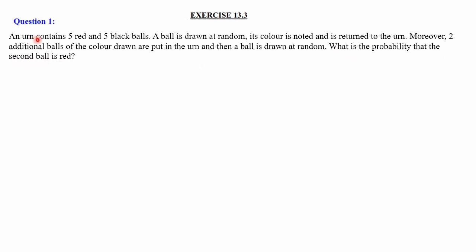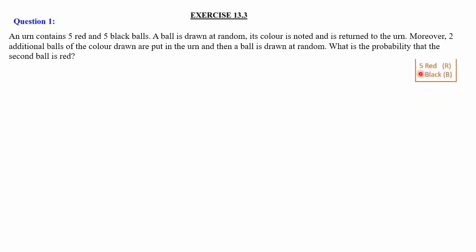Once again, a bag contains 5 red and 5 black balls, total 10 balls. You are choosing 1 ball at random. You may get red or black, whatever it is, you are noting the color and keeping the ball back. And then whichever color you have noted, the same color, 2 more balls you are adding to the urn and you are choosing 1 more ball. And we have to find out the probability that the second ball is red.